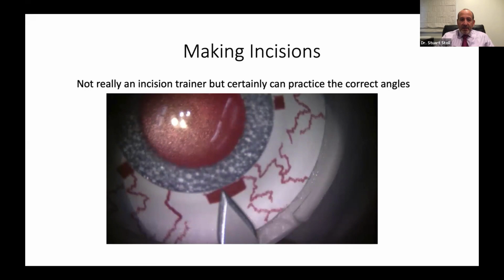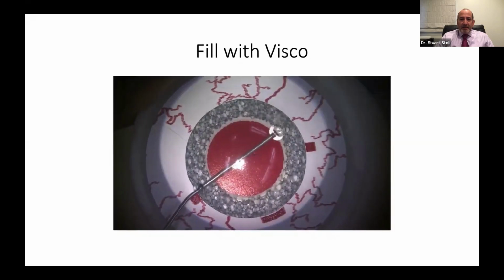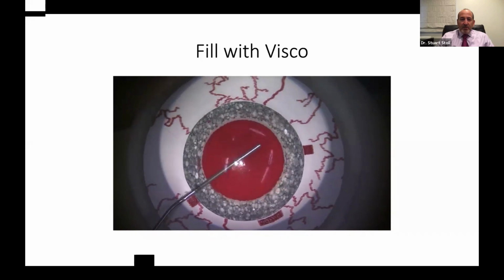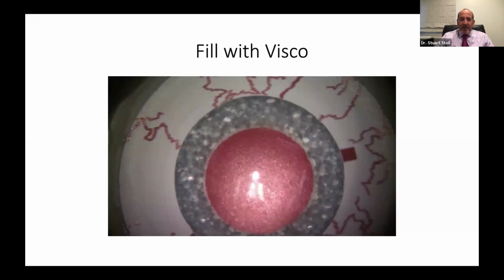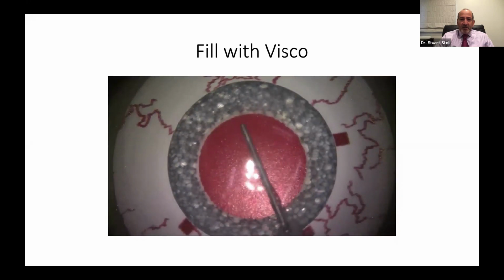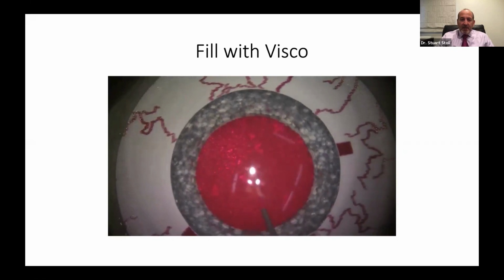The eye is not going to collapse. You can do that over and over again. We can fill the eye with viscoelastic. So here, as a right-handed surgeon, I would fill the eye with the left hand through the left-hand paracentesis. But I can also practice filling it through the main incision, just getting comfortable working in that incision, not hitting the iris, not hitting the capsule.